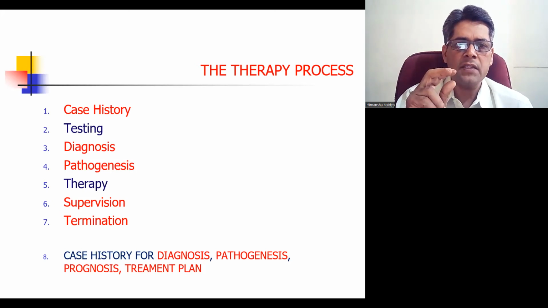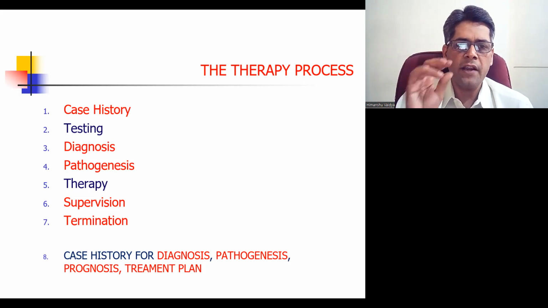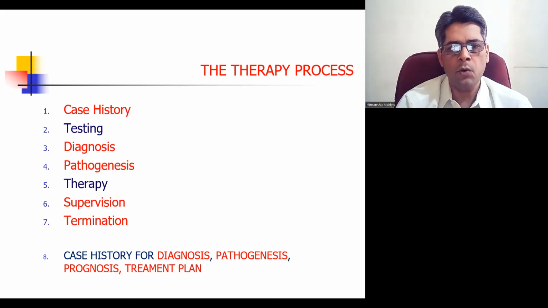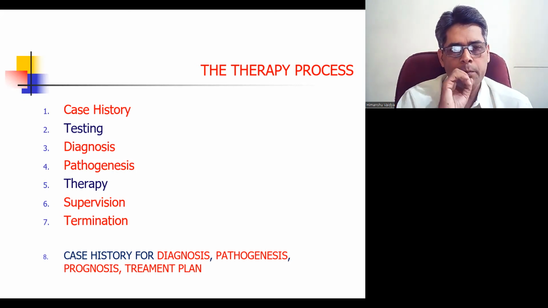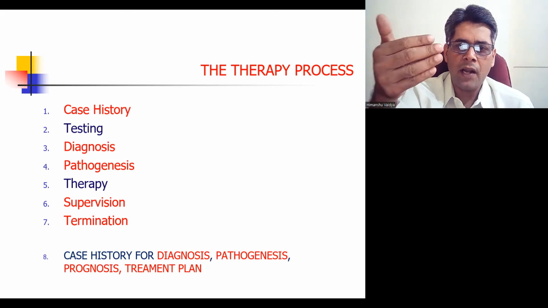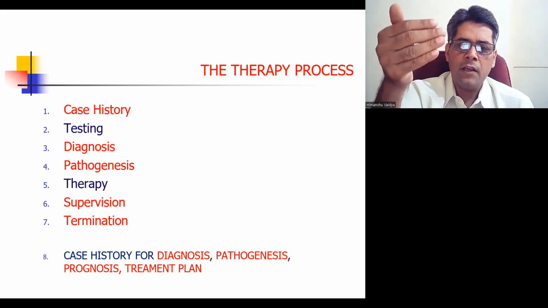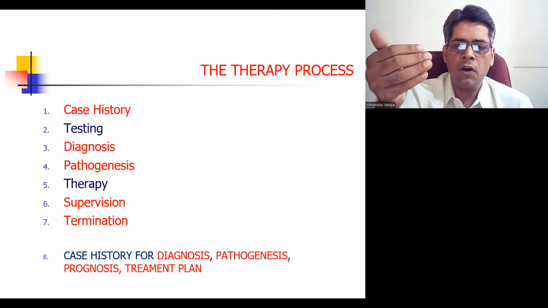What are the details of case history? What are the constituents of case history? We will deal with that in the next session, which is dedicated to case history. For each of the 7 elements, we have one session to go into details of each of the 7 elements. This session is dedicated to taking an overview of the 7 elements. So the first part of the therapy process is taking the case history. The moment a client enters, we take the case history, which is the history of life of the person and details of his complaints.